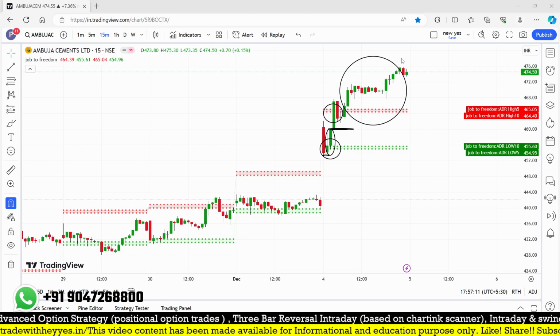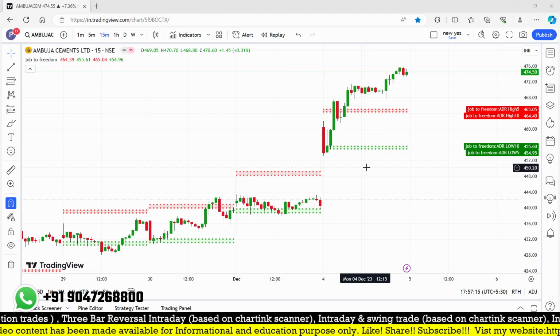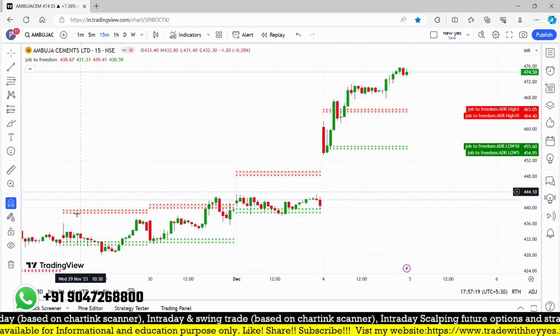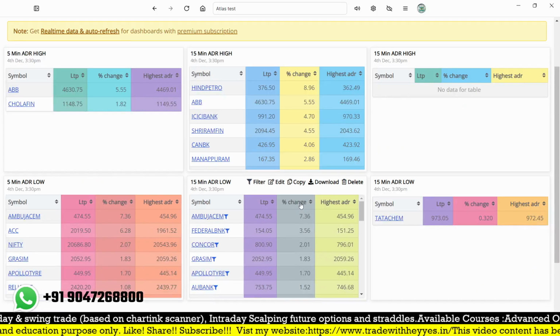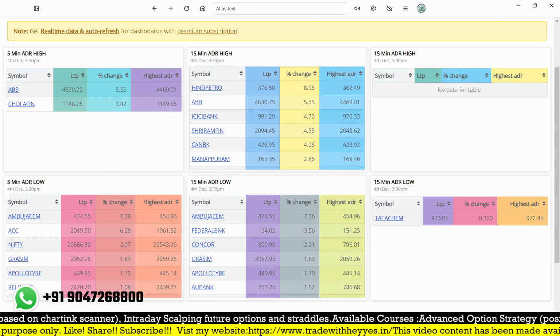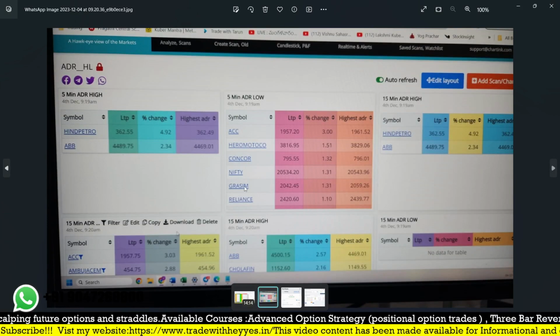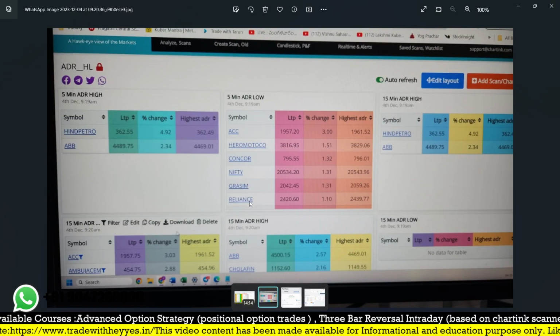So I hope you can understand these concepts, and you can use them in many ways. But as I know, a breakout and a reversal should be possible. That is happening here, and based on this scanner, a lot of stocks like ICICI Bank and Canara Bank, you can also check at 9:30. So ACC would be there, Hero Motocorp, Concor, Nifty, Grasim, Reliance.